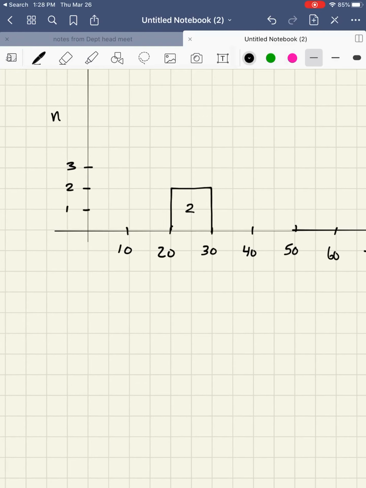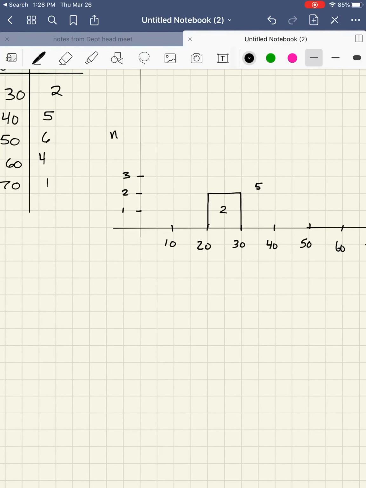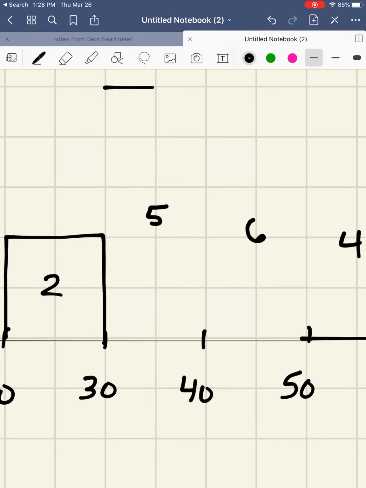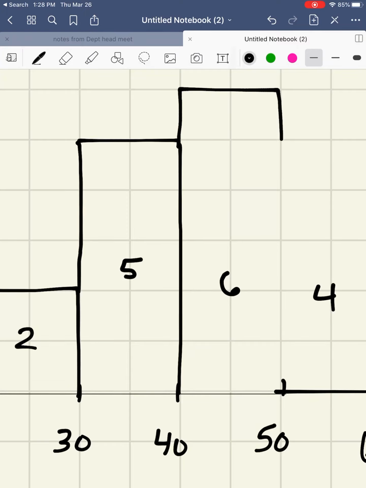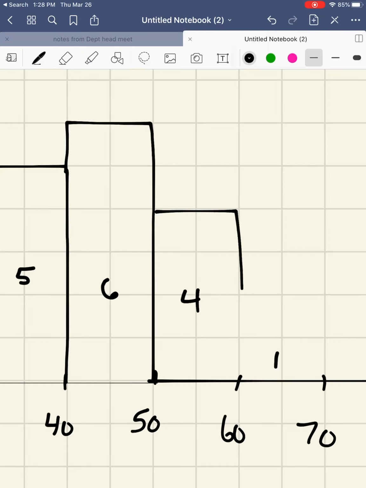So again, I'm going to zoom in. This one's going to have 5. I'm going to actually do this part first: 5 here, 6 there, 4 there, and 1 there. That way I don't have to keep referencing my chart. And I'm going to graph my 5 here. This one is 6, 4, and then 1.